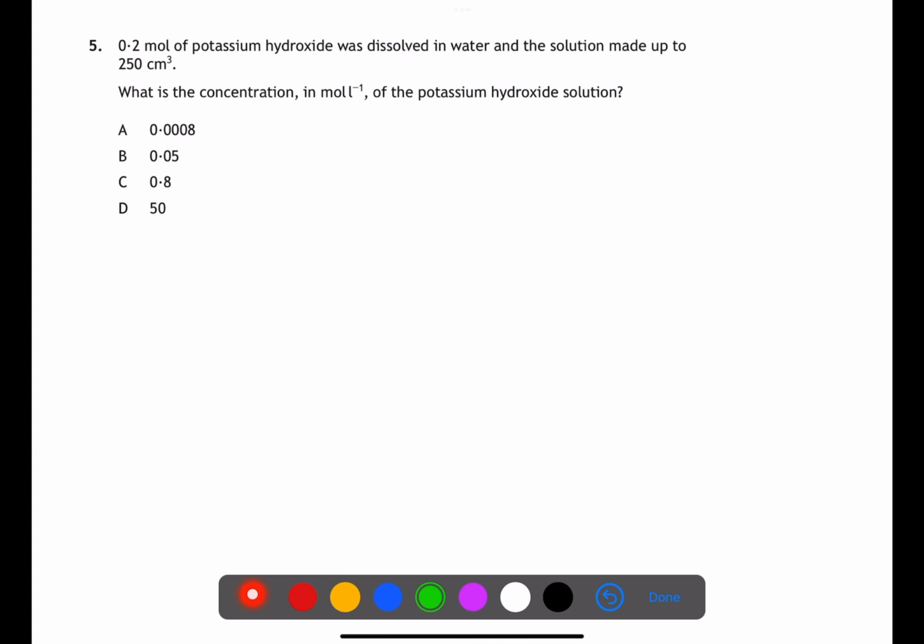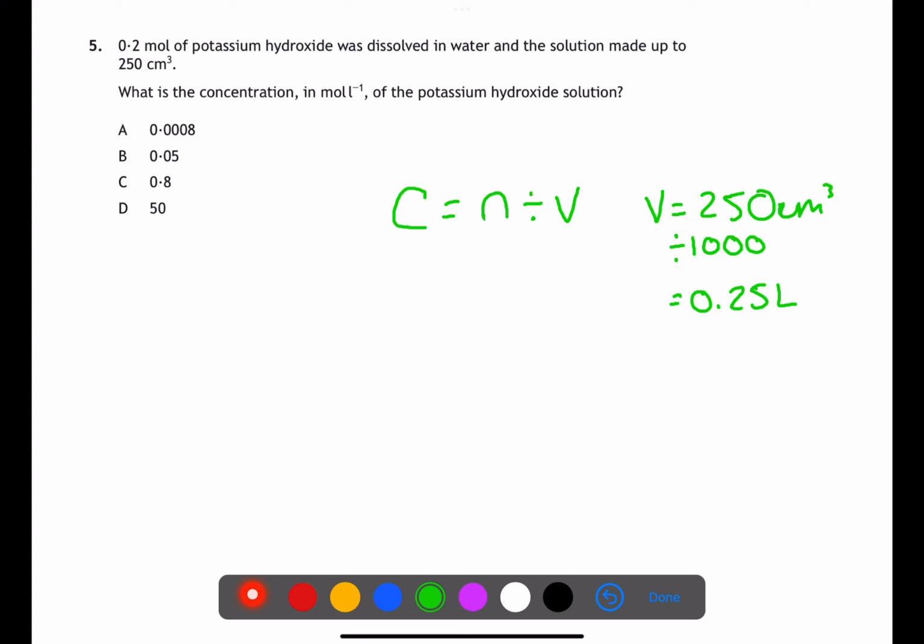For question 5, you need to do a calculation. You're using the C equals N divided by V calculation. Please remember to convert your volume into litres by dividing the centimetres cubed by 1000 first. This will then give you a volume of 0.25 litres. You should then take the 0.2 moles and divide by the 0.25 litres to give you 0.8 moles per litre for the concentration. This gives you the answer C for this question.